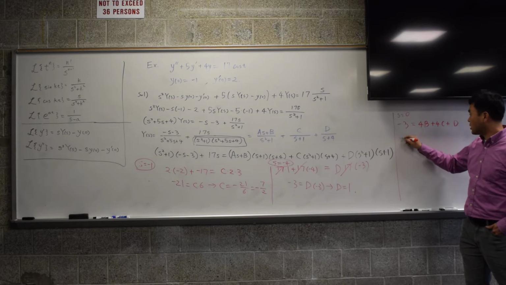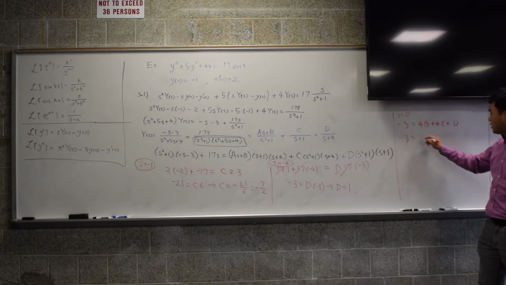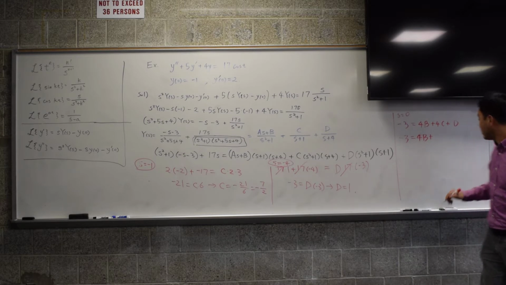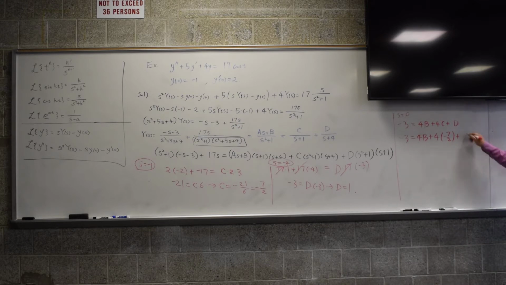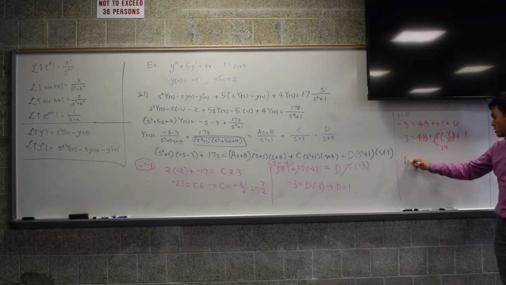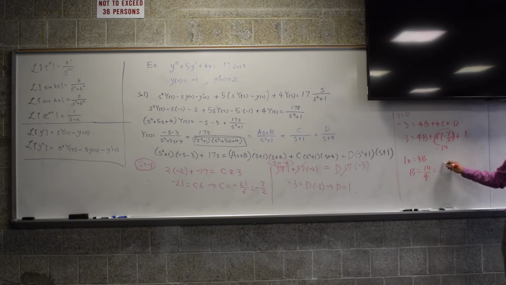Let's plug in the values we got for c and d. C is -7/2, and d is 1. This cancels, so this is -14. Let's see, -13. Move it over, +13. So it's 10 equals 4b. So you get b equals 10/4, which is 5/2.